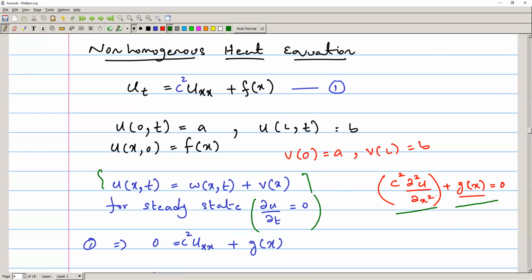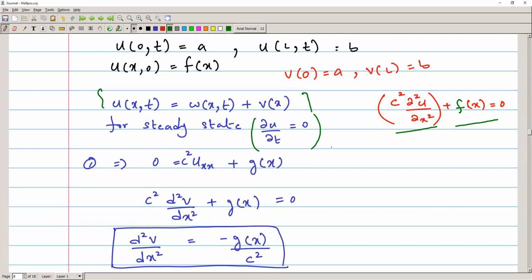Now we can see that here the function g of x is also present. This is basically f of x, right? So this is f of x. We are left with only this f of x and this c square u x x, where u_t is zero for a steady state, right? Now we can write this function precisely. If this is a function of x only and this is a derivative in x, we can write it as an ordinary differential equation. So it will be converted to this form: c square d square v over dx square plus f of x, right?